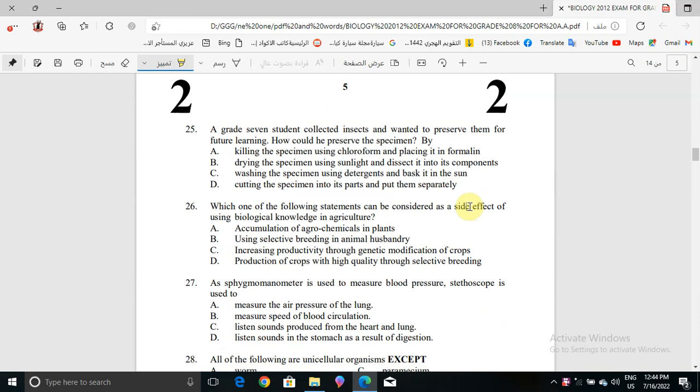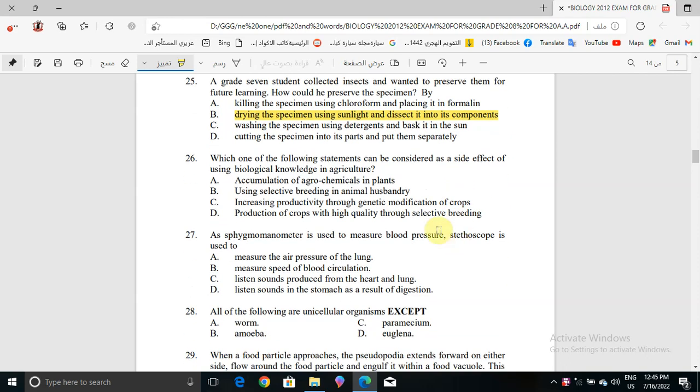Now question number 25. A grade 7 student collected insects and wanted to preserve them for future learning. How could he preserve the specimen? By killing the specimen using chloroform and placing it in formalin, or drying the specimen using sunlight and dissecting it into its components. Yes, the correct answer will be drying the specimen using sunlight and dissecting it into its components.